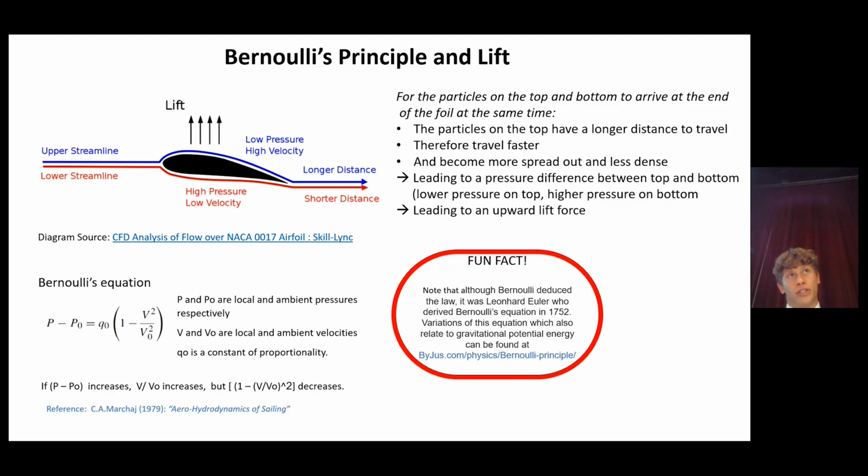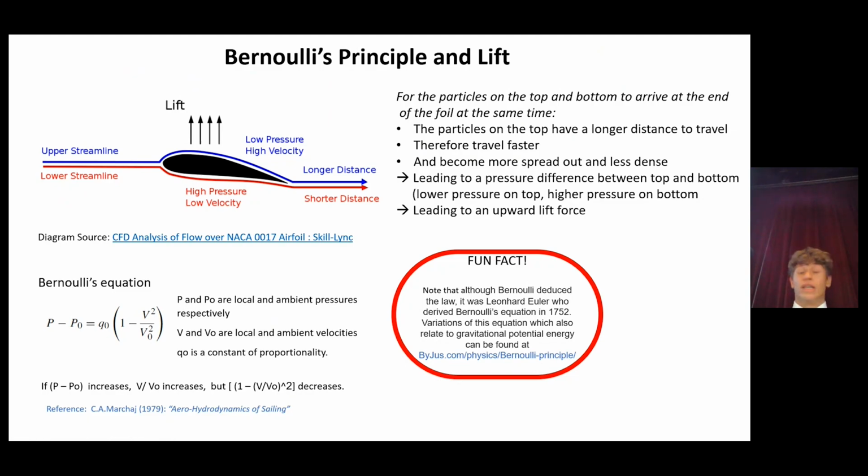Because of this higher velocity, the particles are going to be more spread out, which is going to cause lower pressure. This pressure difference between the bottom and the top is going to cause a lift going from the concave side to the convex side. And this lift is extremely beneficial for us sailors, and we use this all the time.